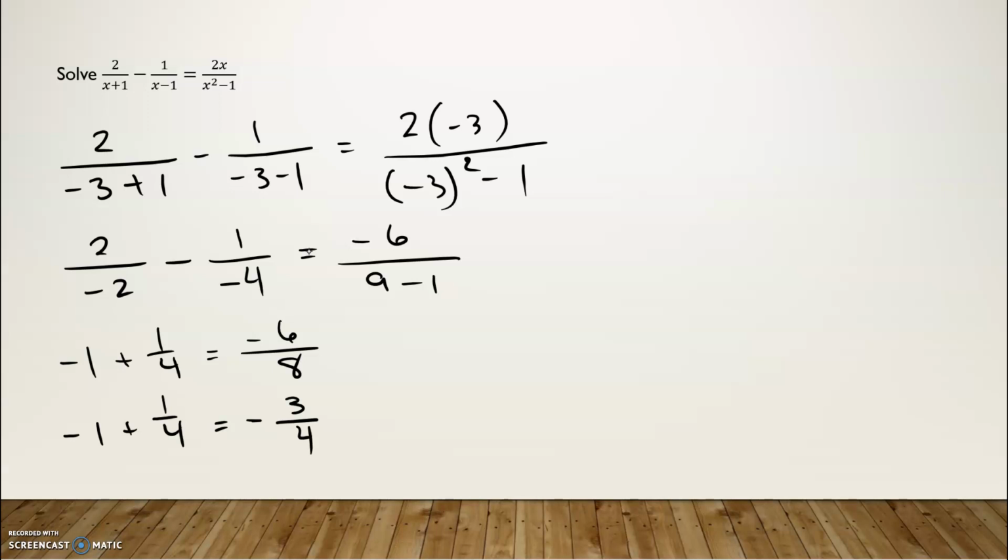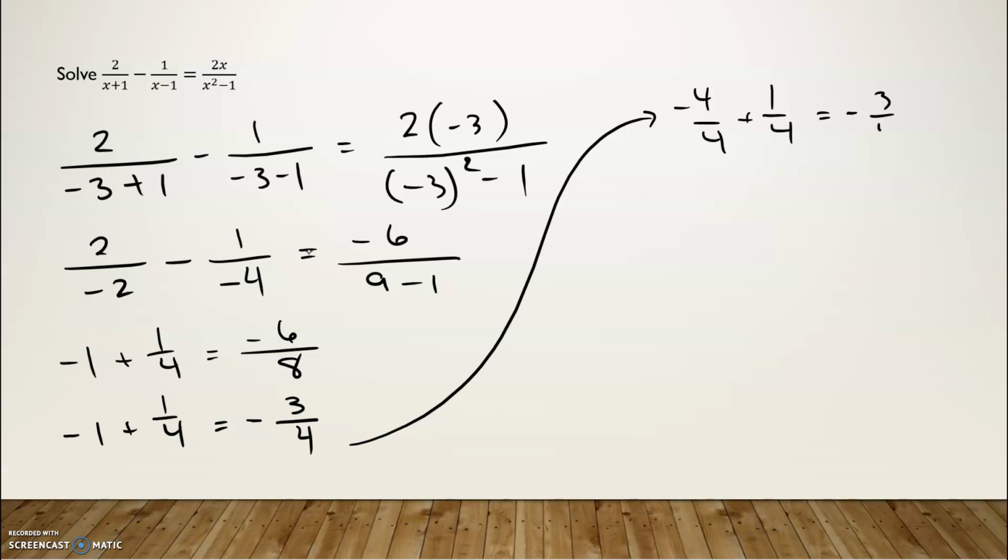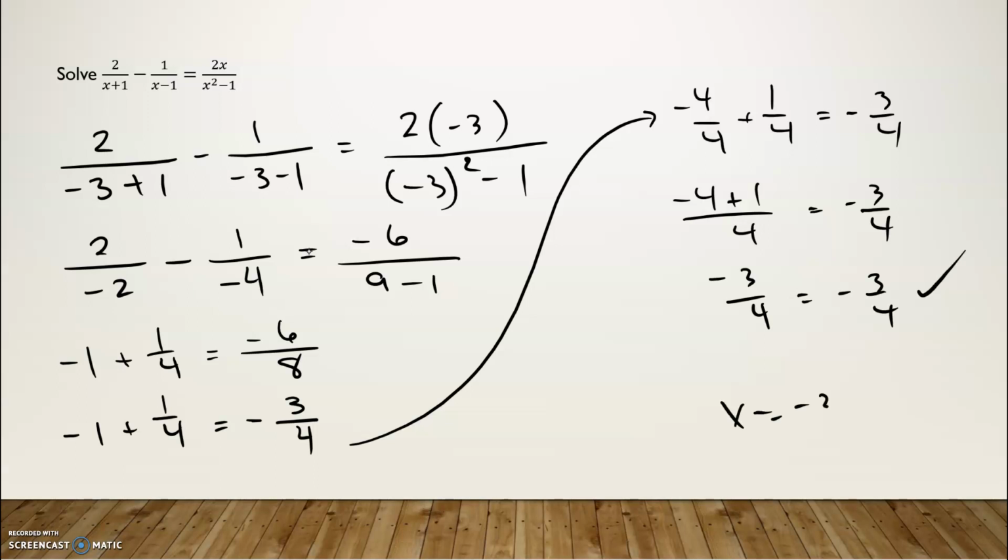Okay, the only thing I need to change is that 1. I'll change that to 4 over 4 plus 1 over 4, negative 3 over 4. So negative 4 plus 1 over 4. So that would be negative 3 over 4 is equal to negative 3 over 4. So that checks out. So that means that x equals negative 3 is our final answer for this equation.